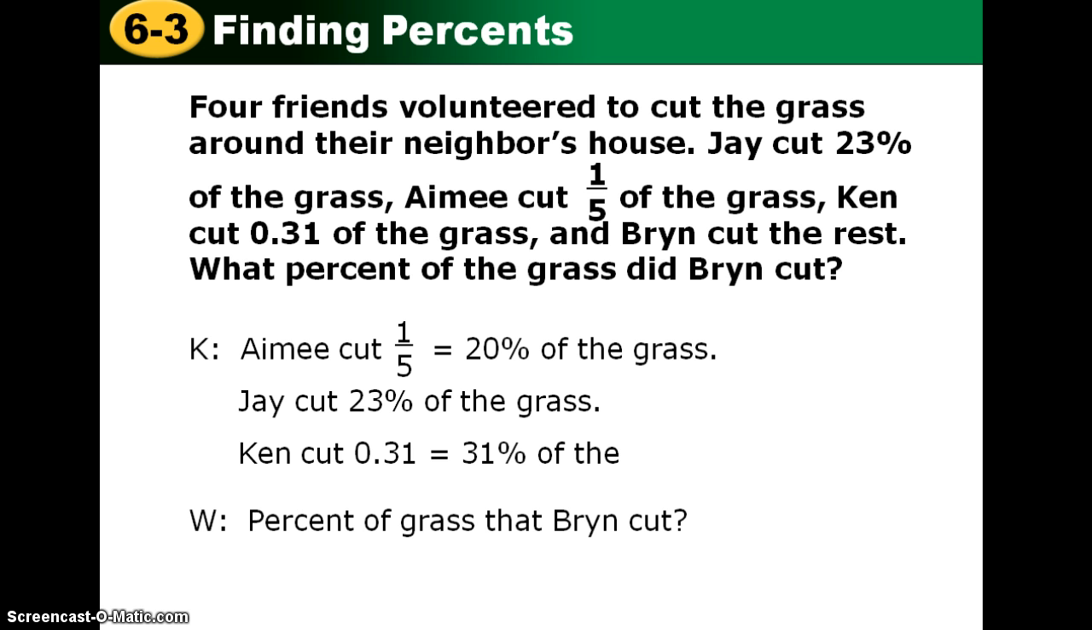So to find out what percent of the grass Bryn cut, we would subtract from 100 all of these values. We could add them all up first and then subtract from 100, or we can subtract them all individually. It's going to give us the same result. And what we find out is that Bryn cut 26% of the grass.